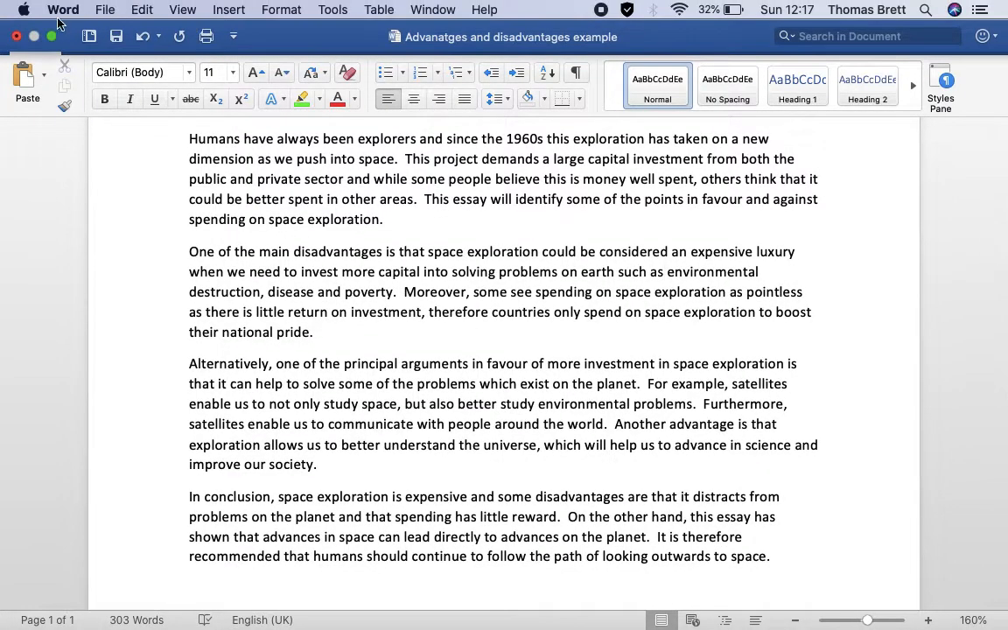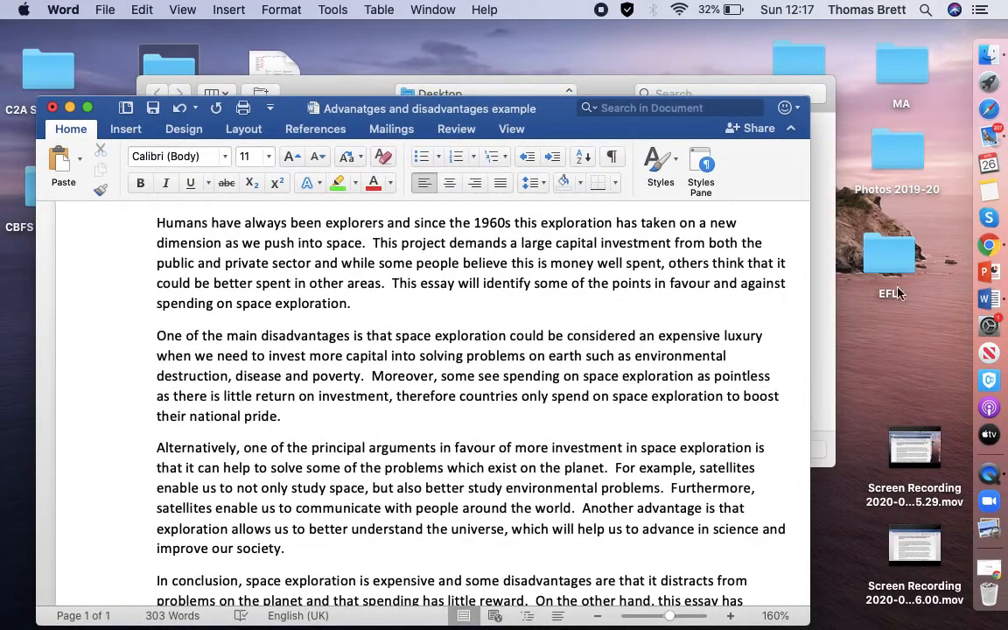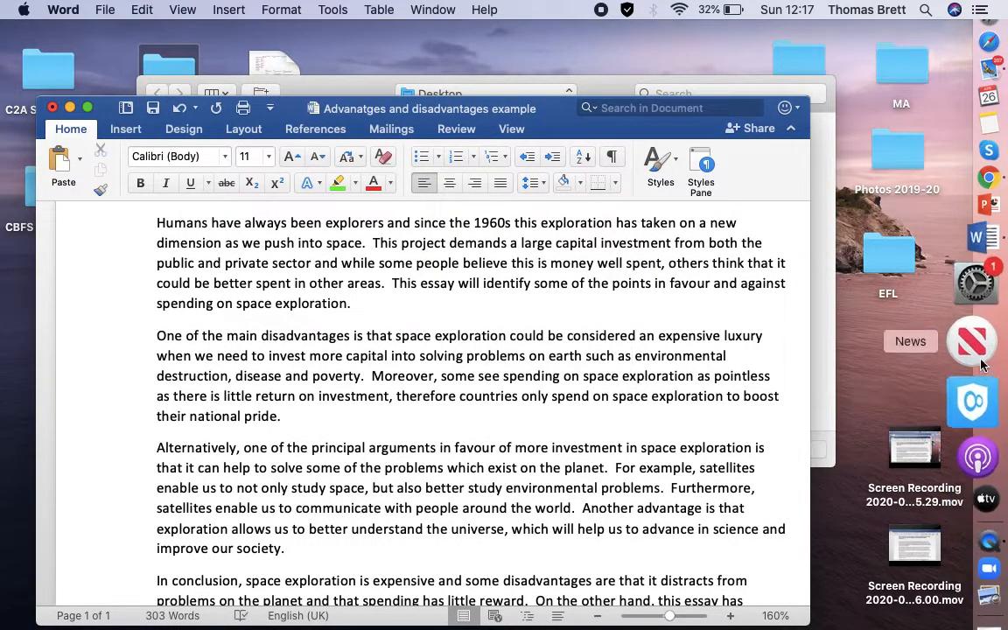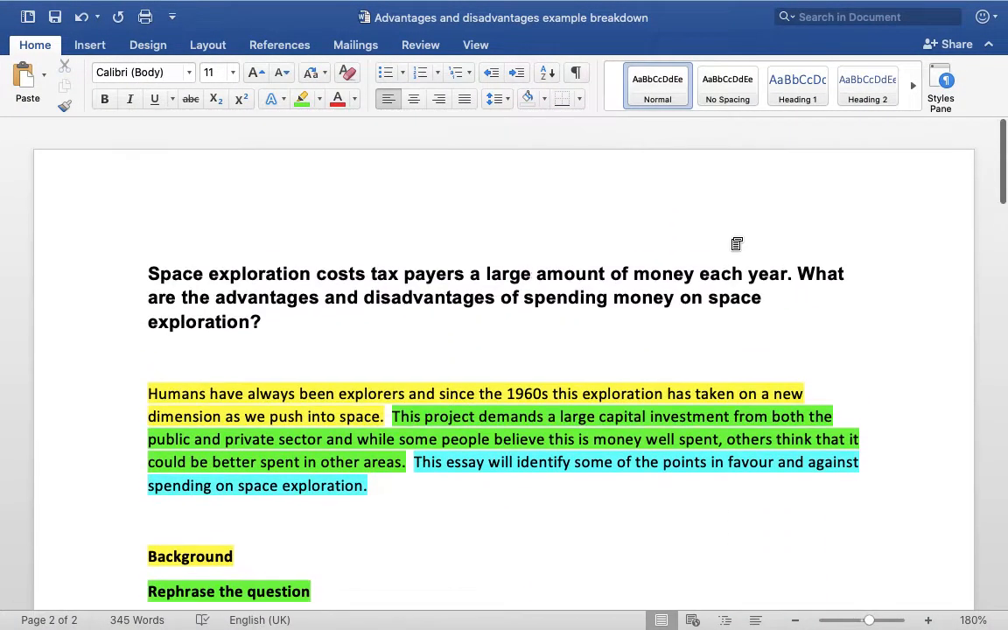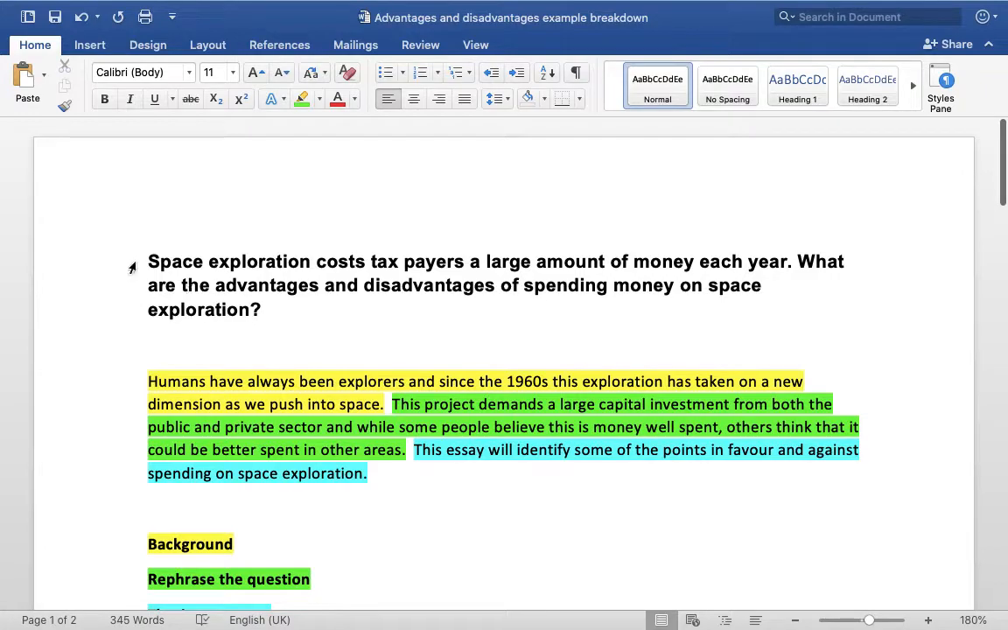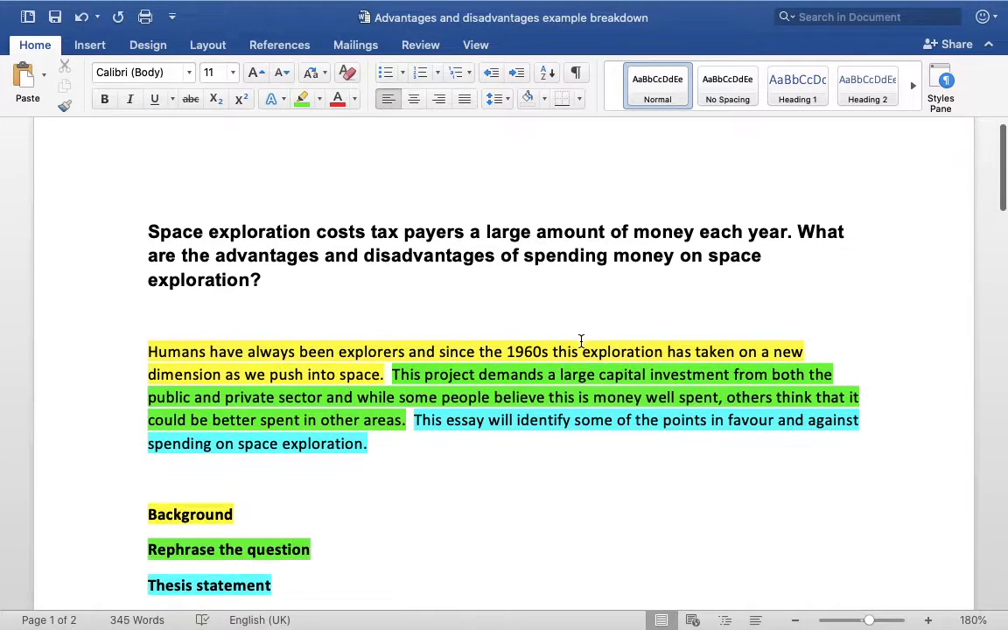But what I am going to show you is just a color-coded version of this essay. Okay, so here we've got the question: space exploration costs taxpayers a large amount of money each year. What are the advantages and disadvantages of spending money on space?